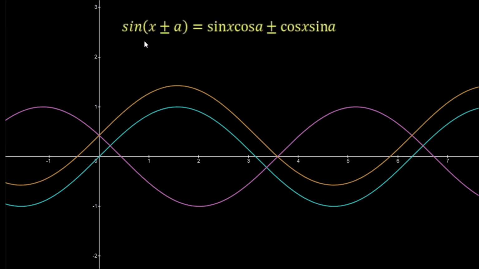So the first one we're going to look at is the sine function. There's actually two formulas in here, and you can note I've got a plus and a minus here, and a plus and a minus. What that's really saying to us is that if we were to look at sine of x plus a, then that's going to be equal to the sine of x cos of a plus the cos of x sine of a.